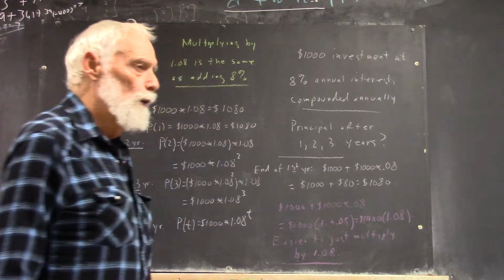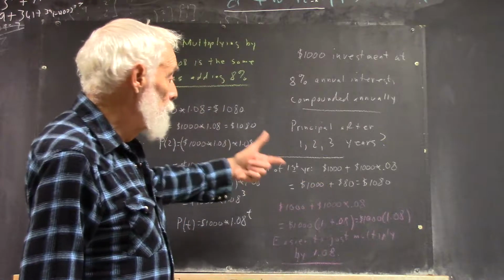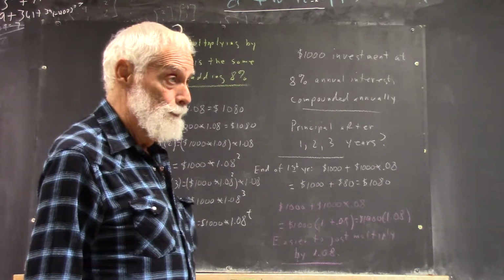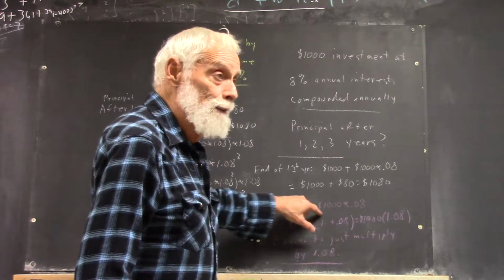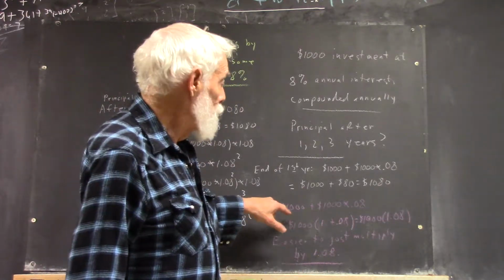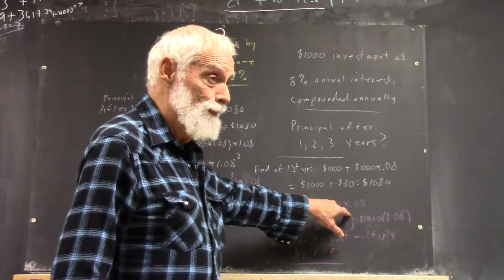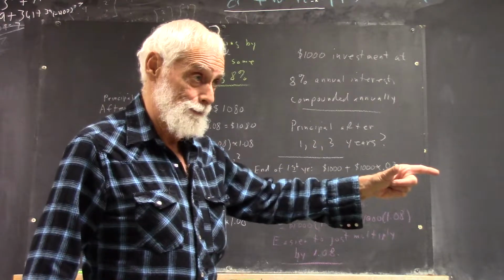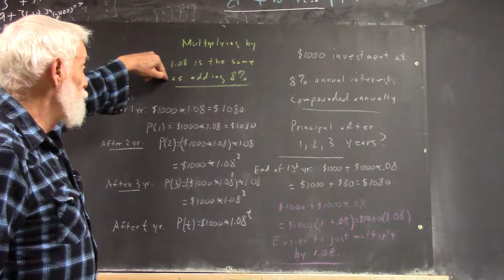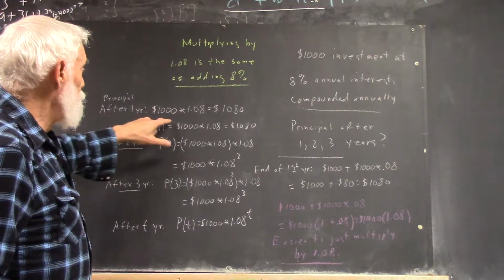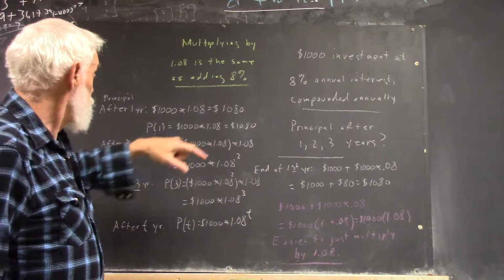So that's $1,000 times 1.08, right? This tells you that every year you can just multiply by 1.08. It's the same as adding 8%, because whatever the number is, it doesn't have to be $1,000. Anything you add to 8% of itself is going to be 1.08 times itself, okay? So multiplying by 1.08 is the same as adding 8%.